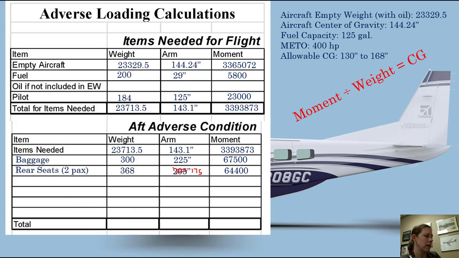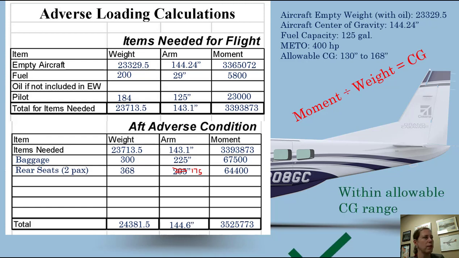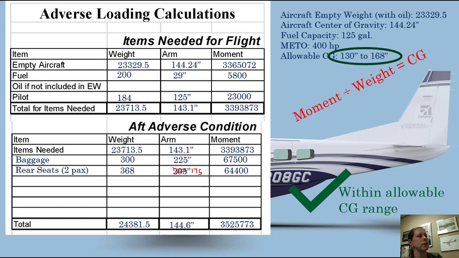Yeah. Okay, so we're going to add up our total weights. There we have our total. We're going to add up our total moments. We're going to use our moment divided by weight to get our new center of gravity. And I get 144.6 inches. So we got to stop and check, is that within our allowable center of gravity range? And I can see that it is, because our allowable center of gravity range is 130 inches to 168 inches.